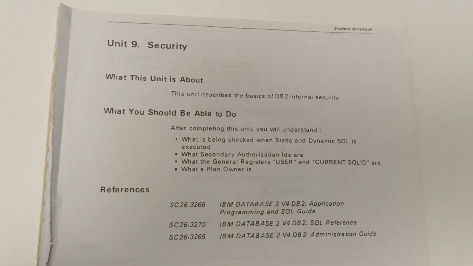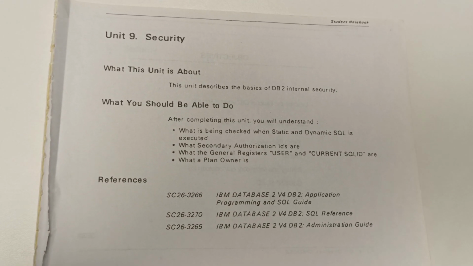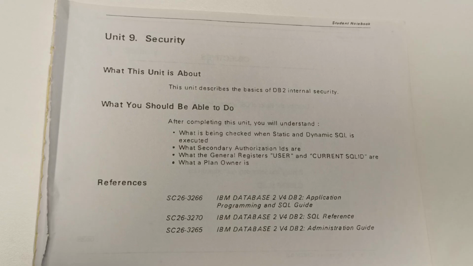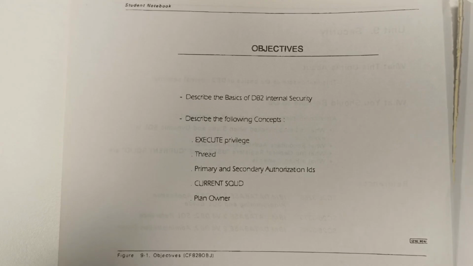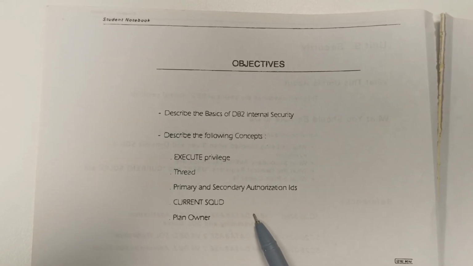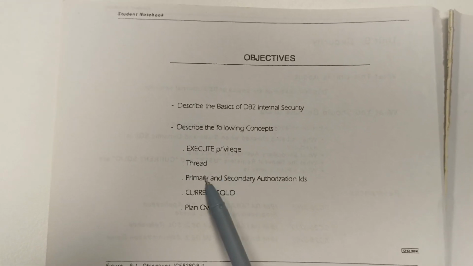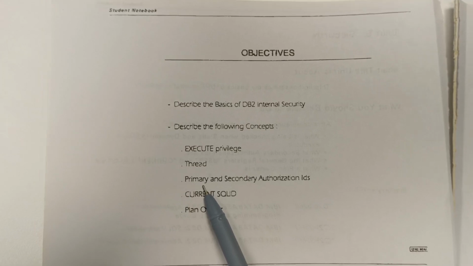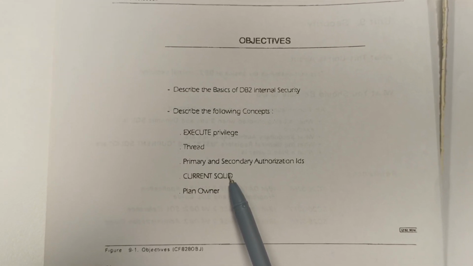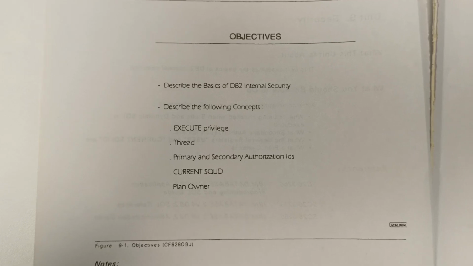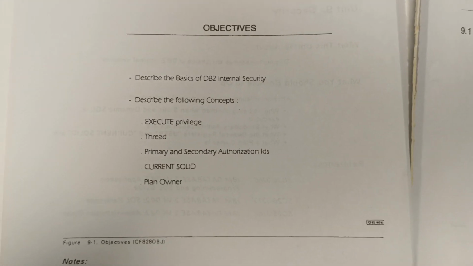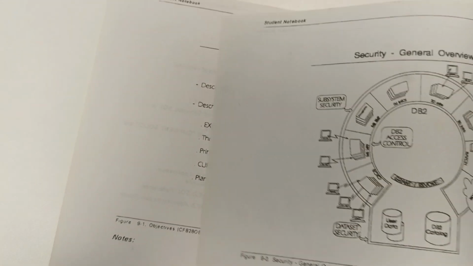Hi friends, today I am going to discuss the security for static and dynamic SQL statements. These are DB2 internal security mechanisms, and these are the concepts I am going to cover: how to execute the privileges, how the thread mechanism works, the primary and secondary authorization ID, what the current SQL ID is, what the plan is, and who will be the plan owner for the security mechanism.